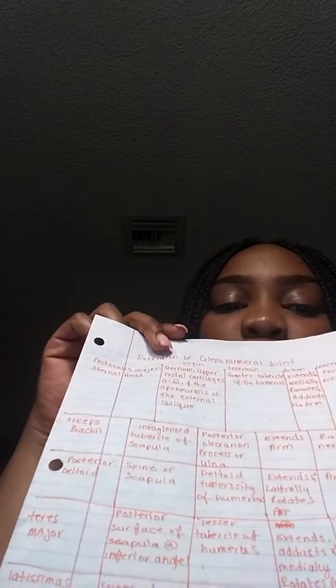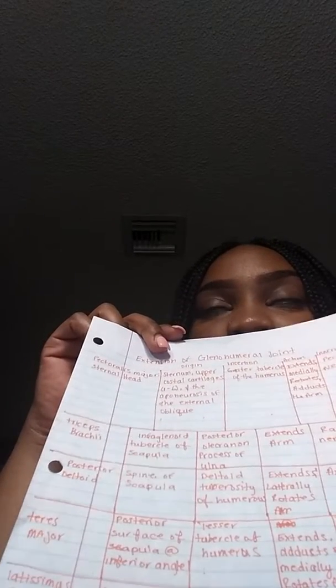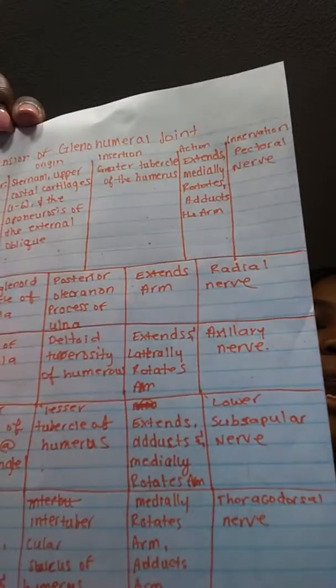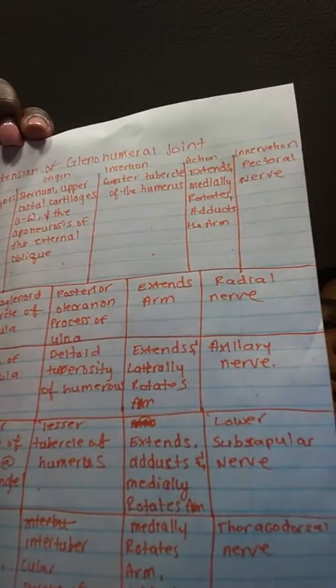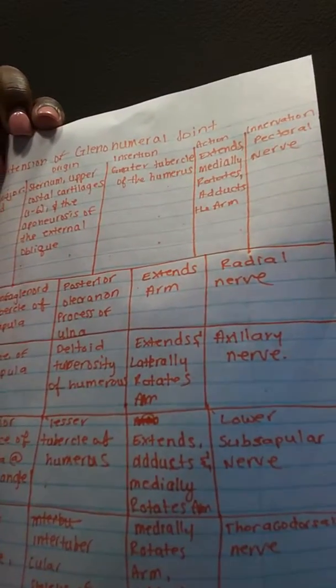As for the insertion, it is at the floor of the intertubercular groove of the humerus. Actions include medially rotating the arm, adduction of the arm, and extension of the arm. And innervation is the thoracodorsal nerve.